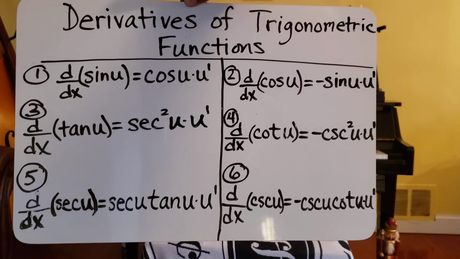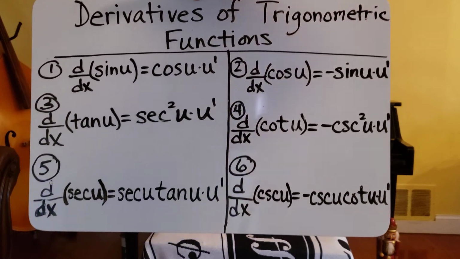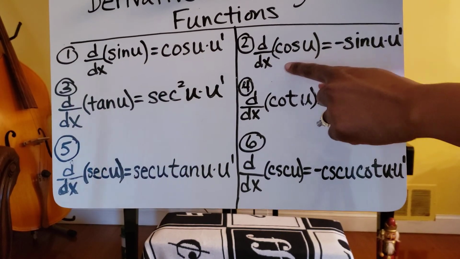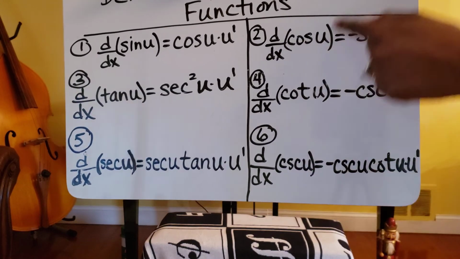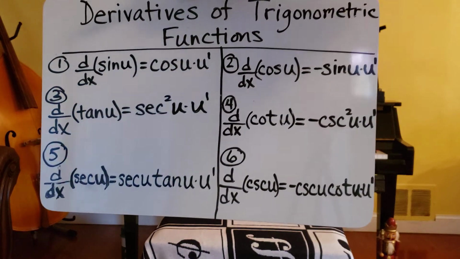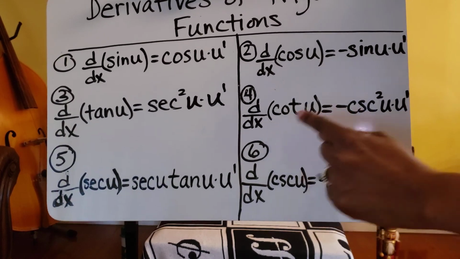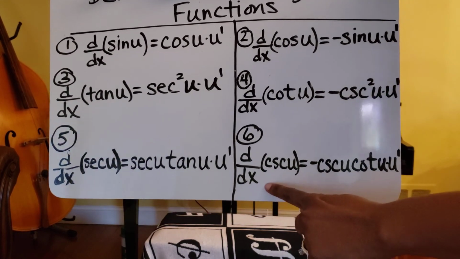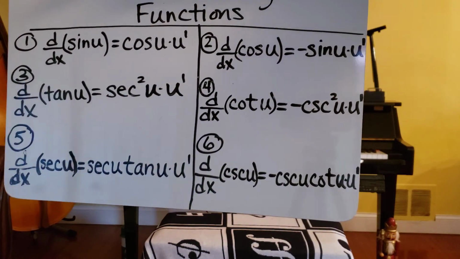Number 1, the derivative of sine equals cosine u times u prime. Number 2, the derivative of cosine is negative sine. Do you notice all the ones that start with c are negative? You guys see the pattern there? The derivative of cosine is negative sine. The derivative of cotangent is negative cosecant squared. The derivative of cosecant is negative cosecant cotan. The ones that are next to each other go together.